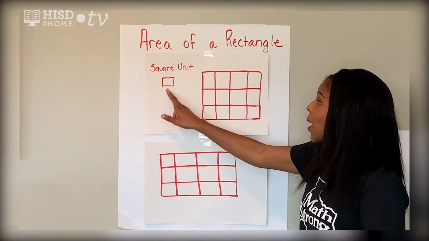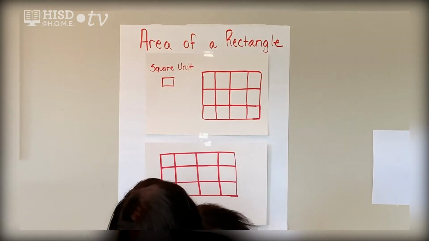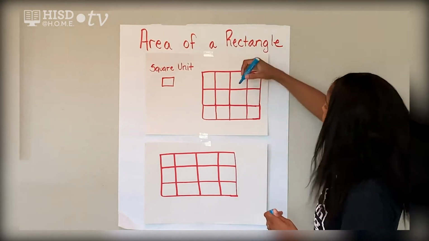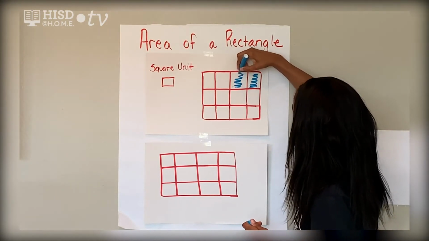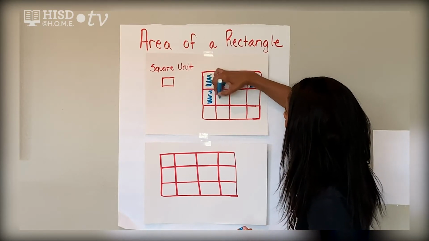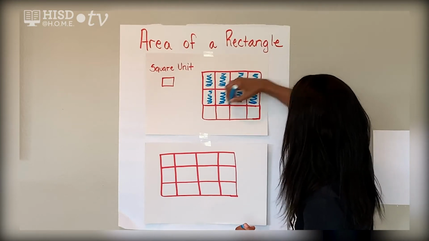So here's the square unit, and here is me covering each one. So I'm going to take my marker and I'm just going to cover each one. And I'm going to pretend that I'm actually literally shading in fully. So that's going to be covered. That's going to be covered. That's going to be covered. Covered. Covered. Covered. Covered completely.